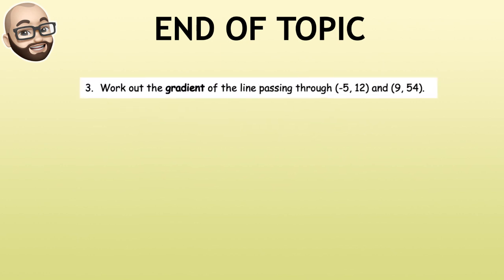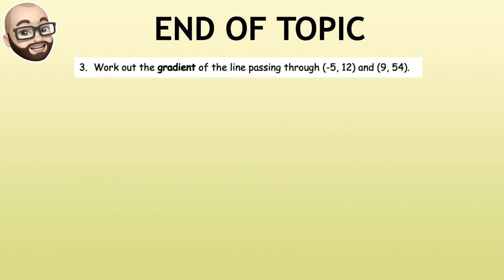Question 3 is the same as what we've just done, but written in a slightly different way. It says work out the gradient of the line passing through (-5, 12) and (9, 54). So here you almost have to picture what the right angle triangle would look like. You need to work out what the width of this triangle would be and what the height would be. We do that by working out the difference in the y coordinates, in other words 54 take away 12, and we're going to divide it by the difference in the x coordinates, so 9 minus -5, and then we can do the divide. So it's the difference in the y numbers divided by the difference in the x numbers.